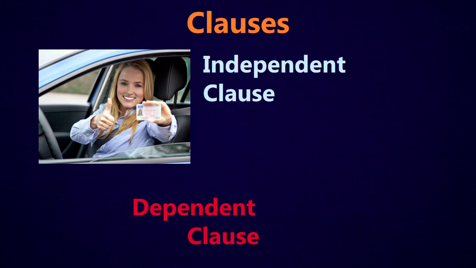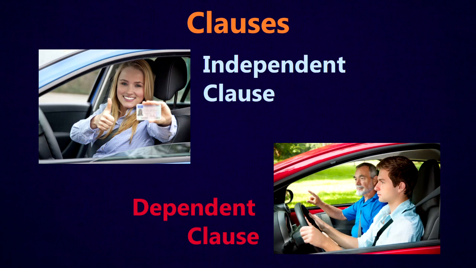However, if you have just a permit, then you have to have another person in the car with you who has a driver's license. So the dependent clause is kind of like a driver with a permit. They can be in the sentence, but they can't be in the sentence by themselves.